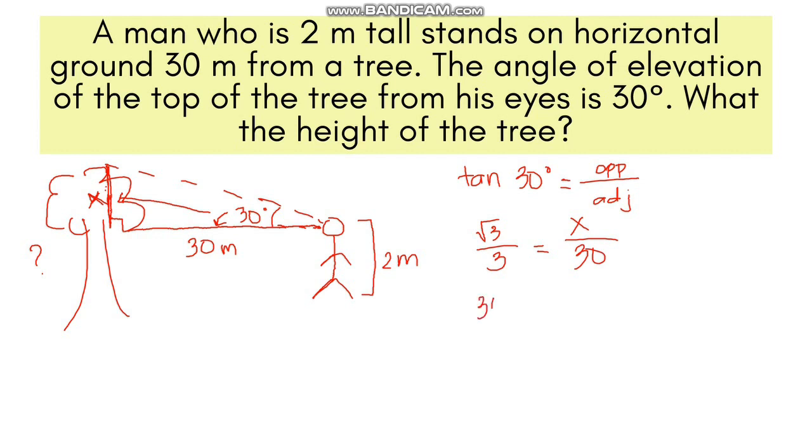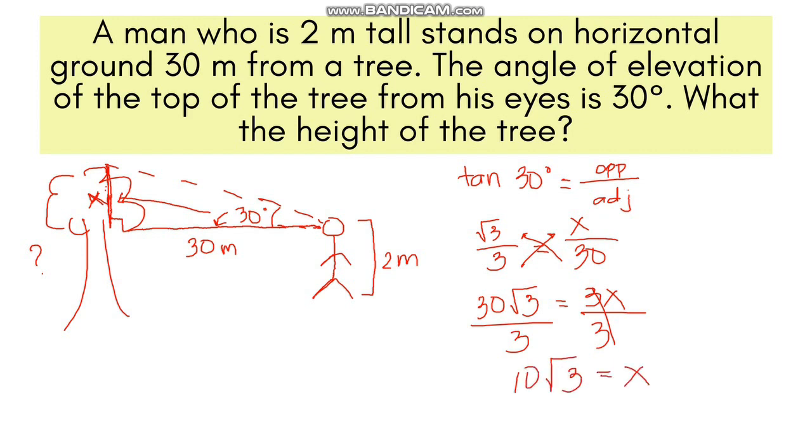So we have 30 square root of 3 equal to 3 times x. So just cross multiply 30 and then 3 here. And then divide both sides by 3. So we have 10 square root of 3. This is now the value of x. So this side here is already 10 square root of 3. But what we need is the total height of the tree. 10 square root of 3 is only for this side.